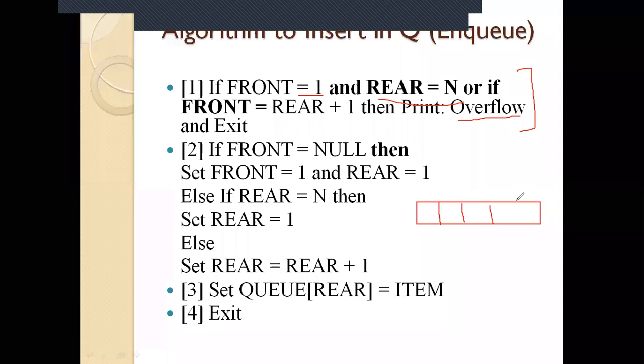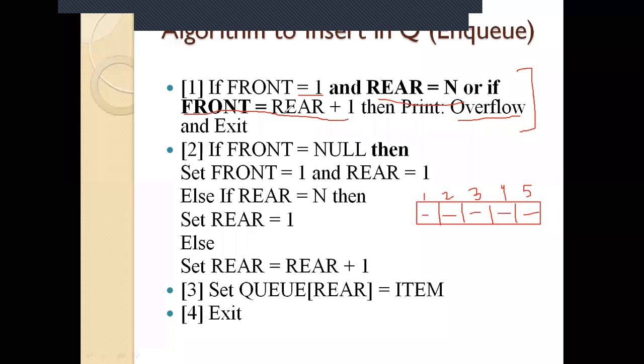So suppose my array size is 5, meaning a maximum of 5 elements can be stored in that array. If front is 1 and rear is 5, every position holds an element, so the array is full. I have also told you that if front is equal to rear plus 1, then print overflow.